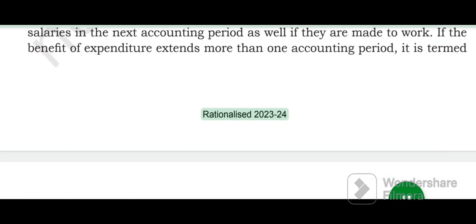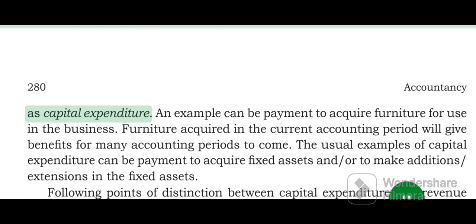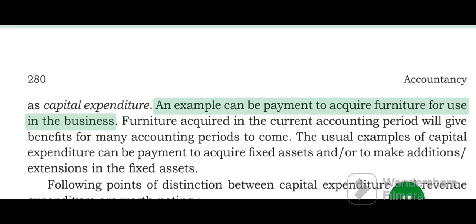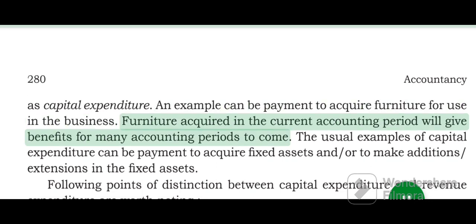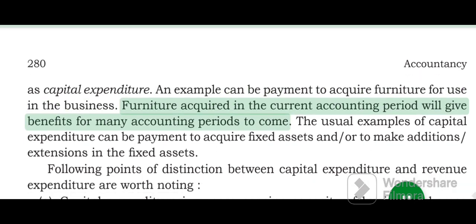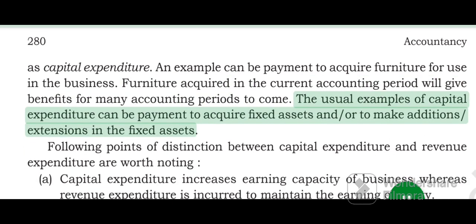as capital expenditure. An example can be payment to acquire furniture for use in the business. Furniture acquired in the current accounting period will give benefits for many accounting periods to come. The usual examples of capital expenditure can be payment to acquire fixed assets and/or to make additions, extensions in the fixed assets.